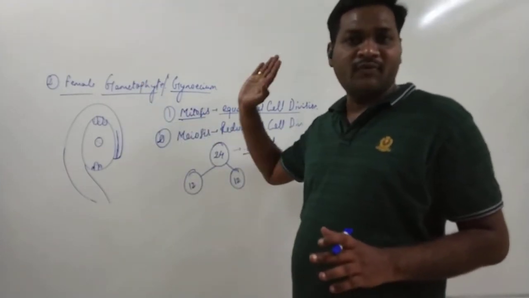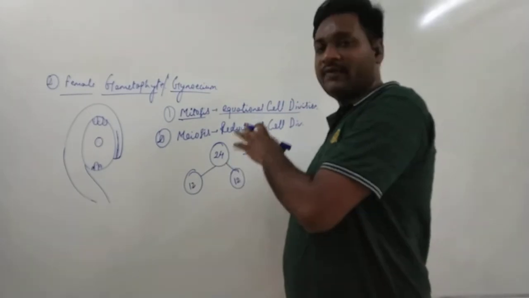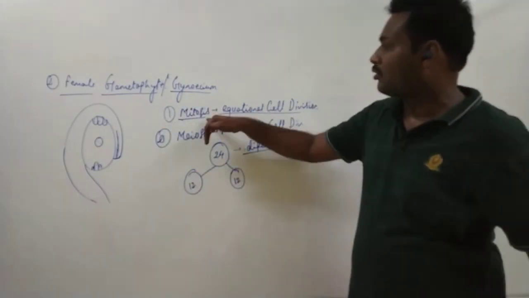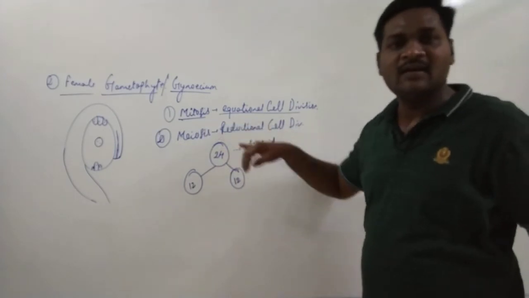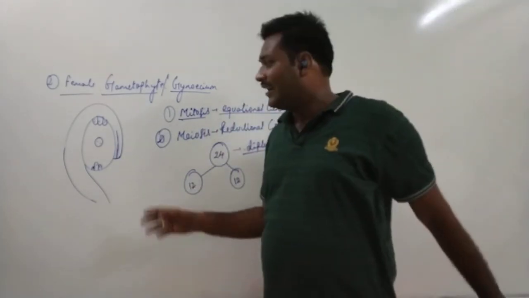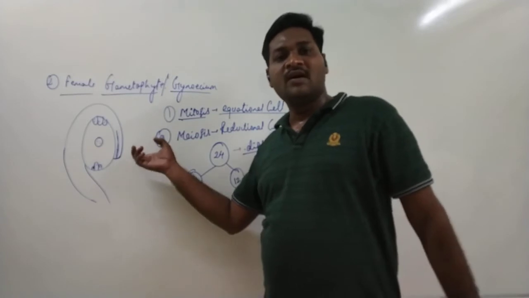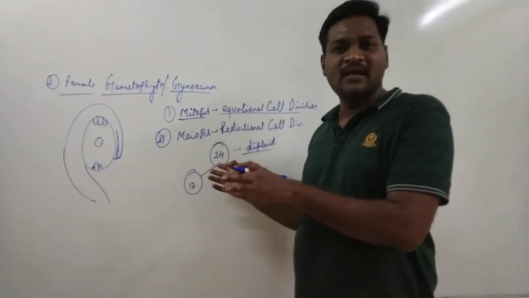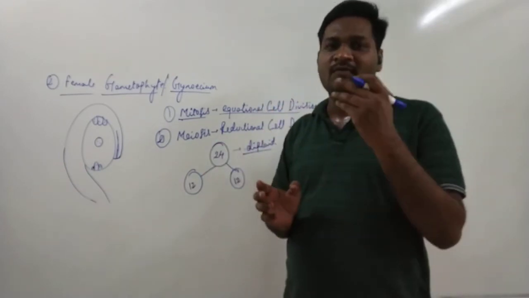See here, such a cell division takes place in the development of male and female gametophyte. Now we are going through the different stages to understand how the mitotic cell division will take place and how the meiotic cell division will take place for the formation of male and female gametophyte. Okay, I hope you have understood this. If you have any kind of query, you can WhatsApp me.